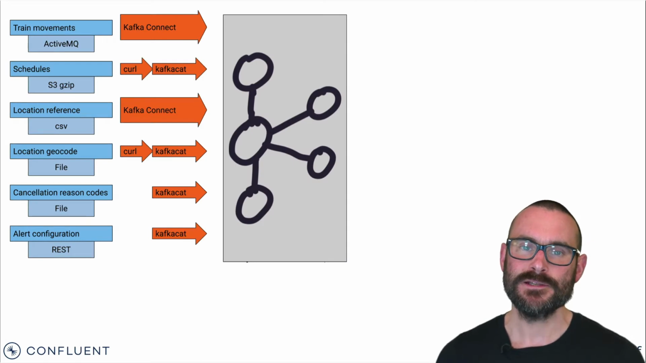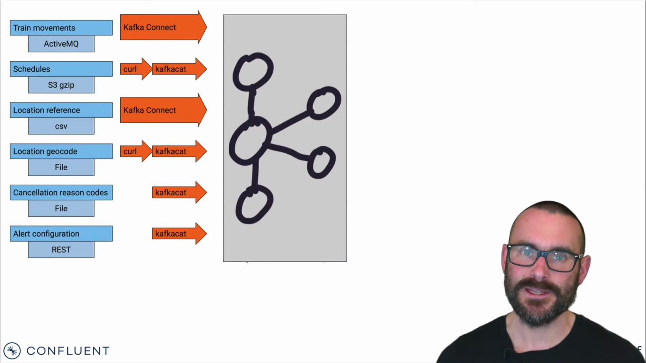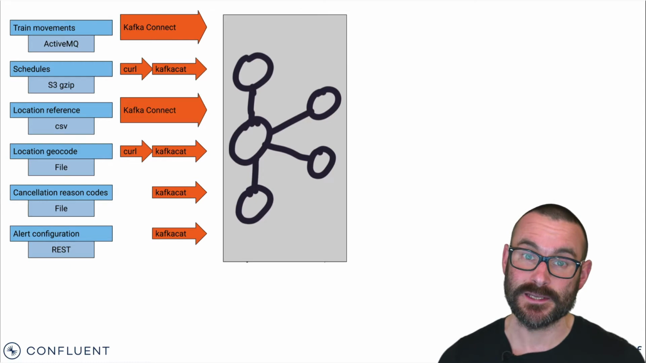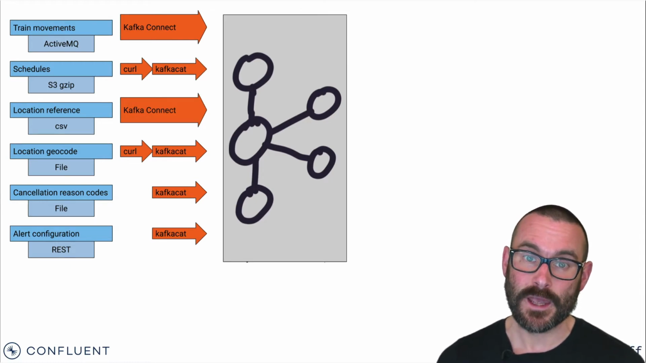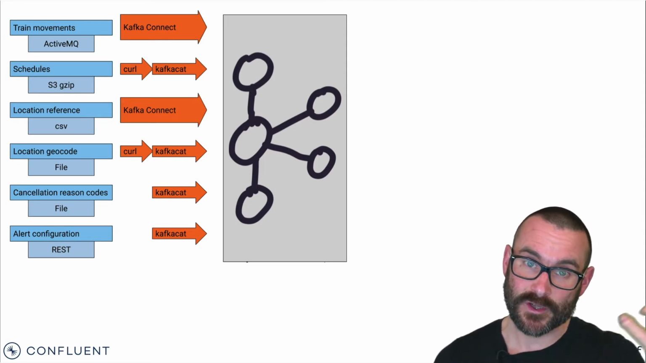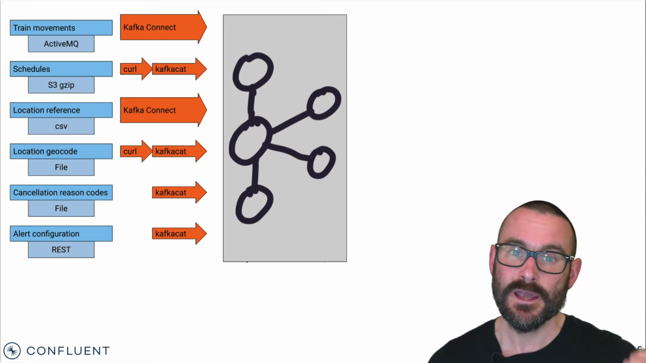So this is what our ingest looks like. We've got Kafka Connect streaming data in from ActiveMQ. We've got Kafka Connect streaming reference data in from a CSV file. And then we've got Kafka Cat providing the ingestion for other data sources like from S3 and from other flat files that we've got.